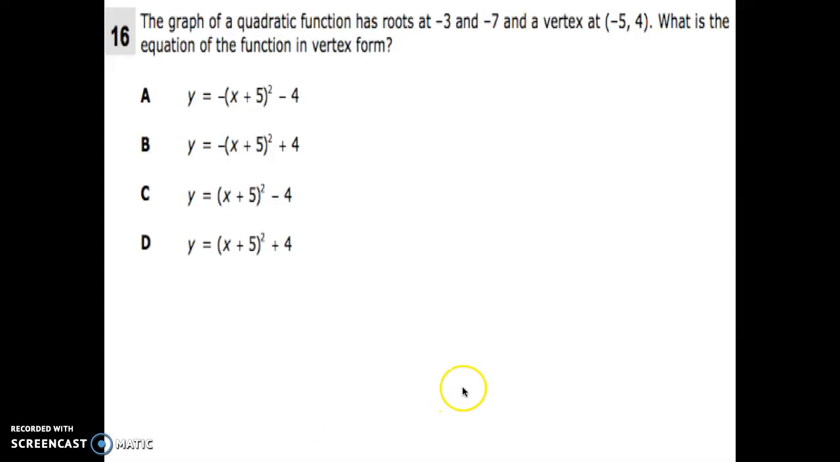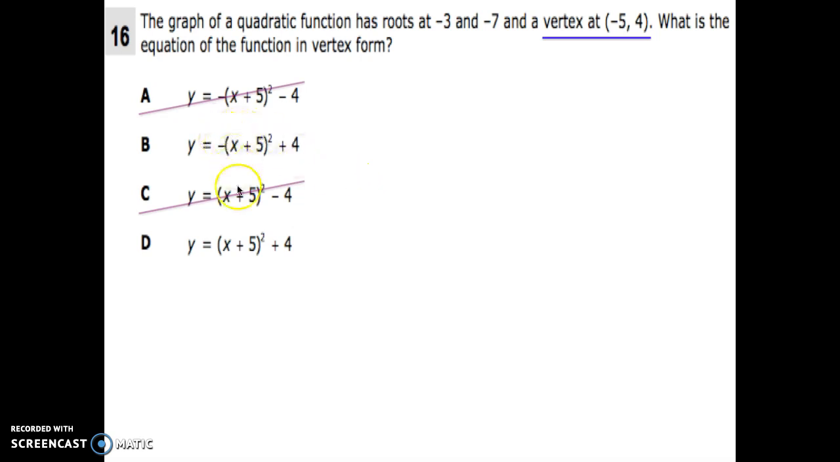Question number 16 is talking about a quadratic function, and you're being given its vertex, and you're told where the roots are. So this is where it really comes in handy to know the vertex. If our vertex is negative 5 comma 4, then in the equation I want a positive 5 on the inside, and the positive 4 stays on the outside. So A and C can be crossed off.